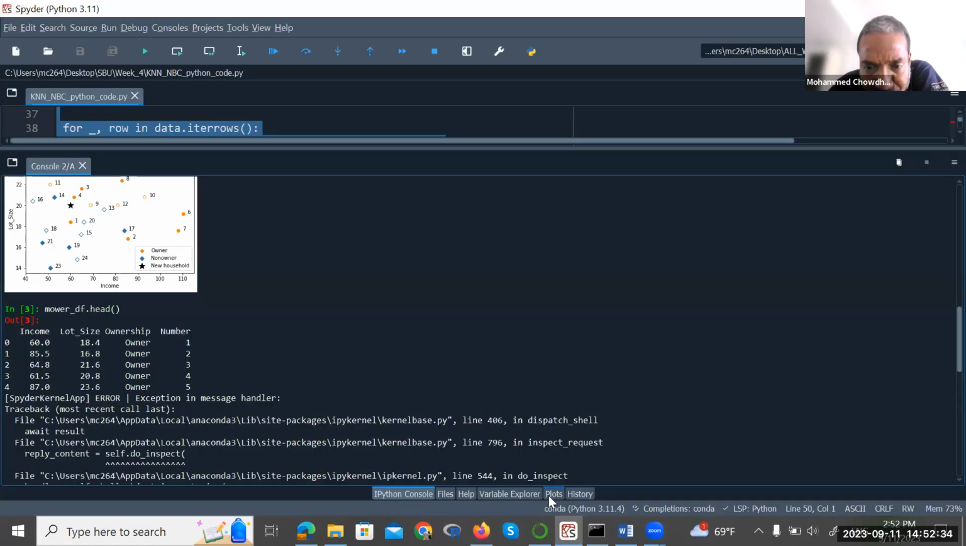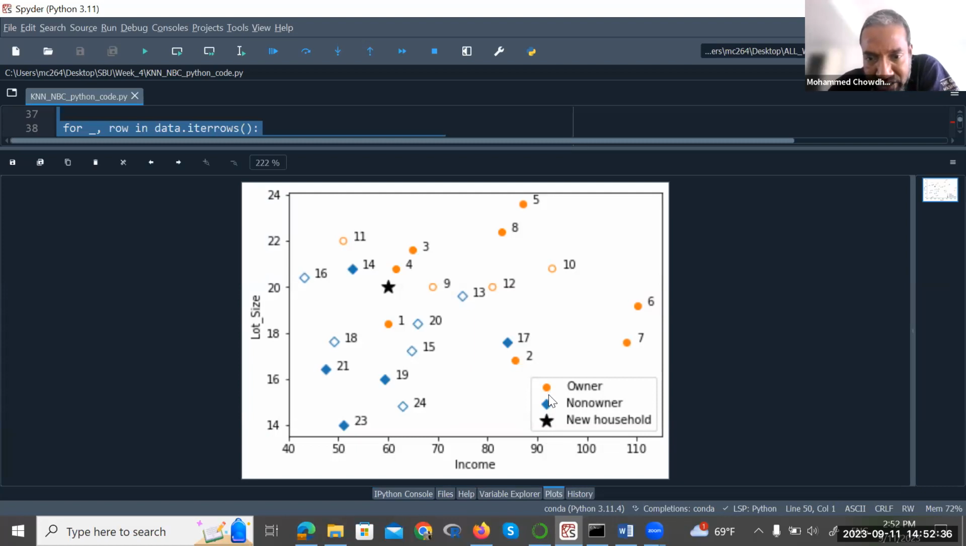Now, if you take a look at the graph we had previously, orange is owner and blue is non-owner. We have plotted these in a scatter plot of lot size and income, where each data point has a label of owner or non-owner. Now, for the new household, I want to predict whether it will be in the owner category or non-owner category. So we consider this star, and we see the shortest distance is from 4.